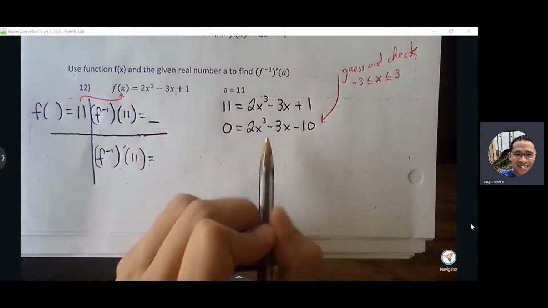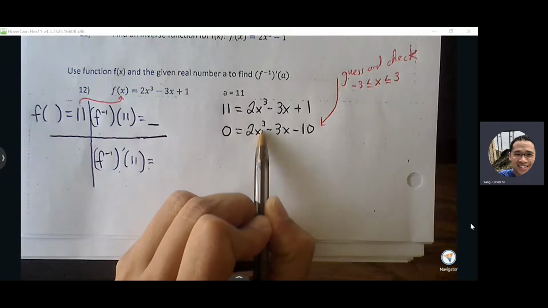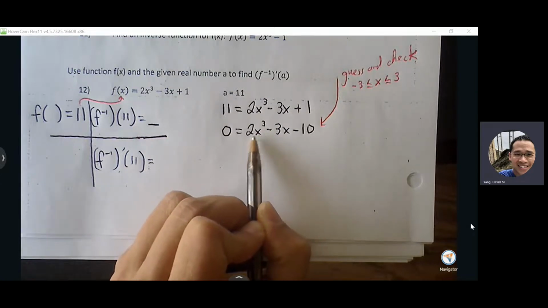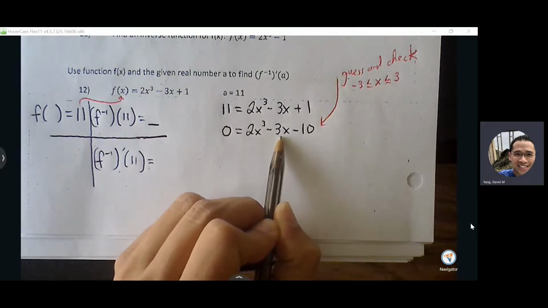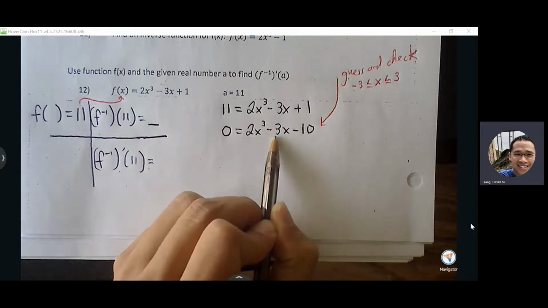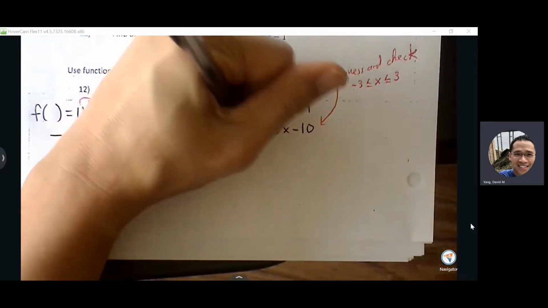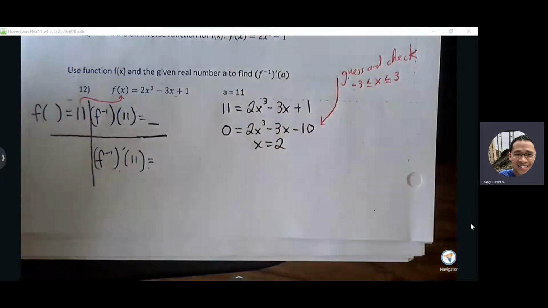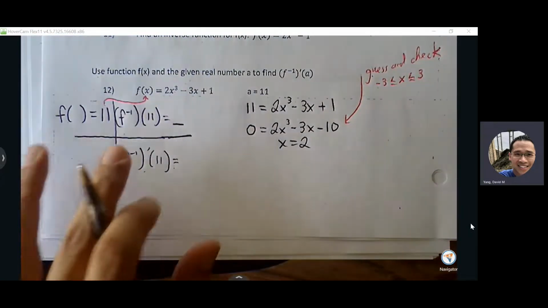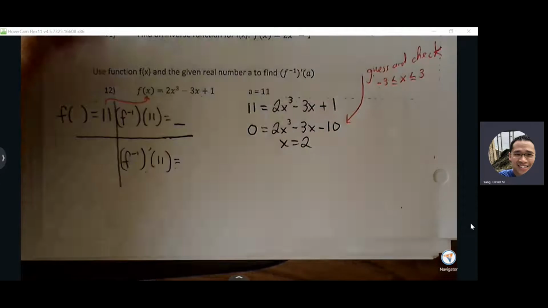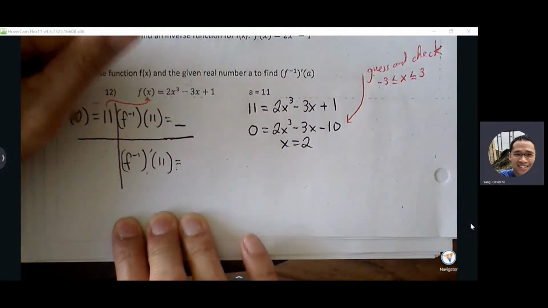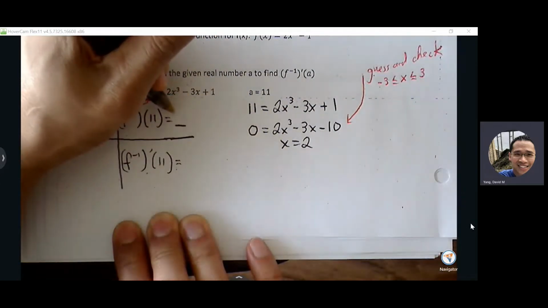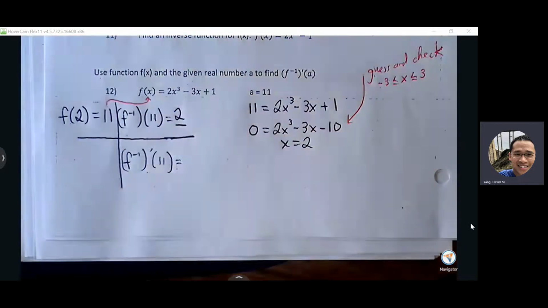2. Okay, let's try that. If I plug 2 in for x, 2 cubed is 8. 8 times 2 is 16. 3 times 2 is 6. 16 minus 6 is 10. 10 minus 10 is 0. So we have our x value, and we can start filling out our information here. Our function and its inverse will always have flip-flopped ordered pairs. So I know f of 2 is 11, which means that f inverse of 11 must be equal to 2.